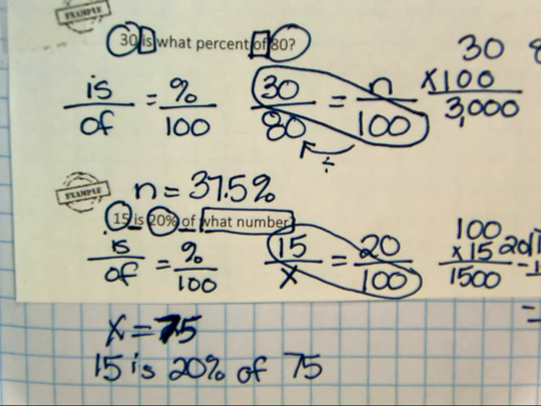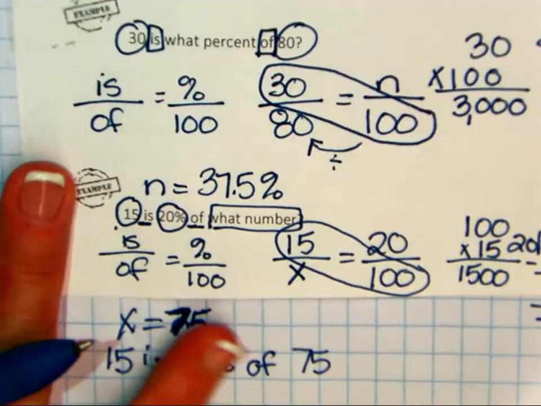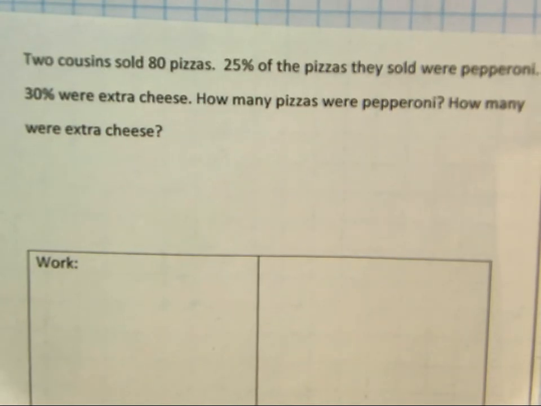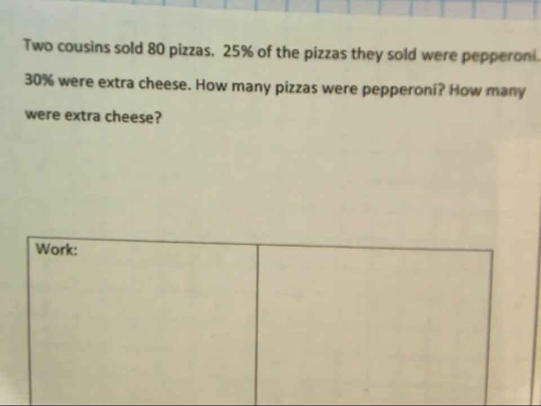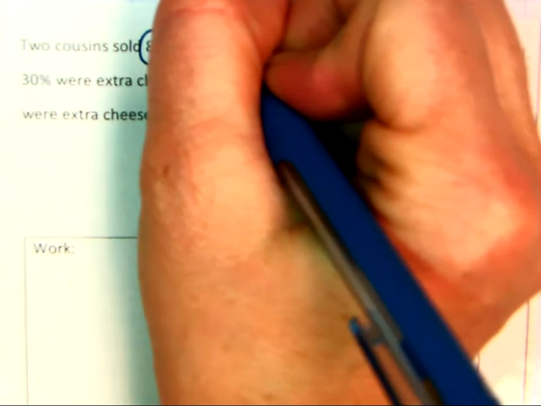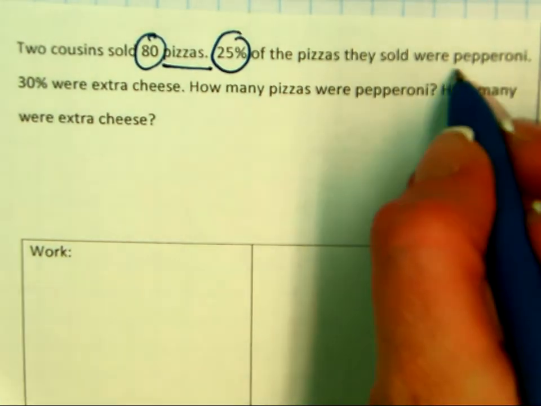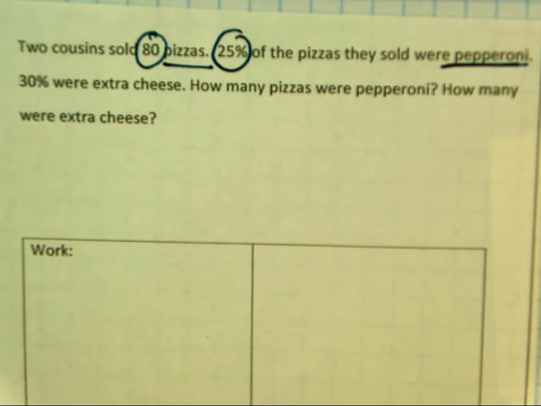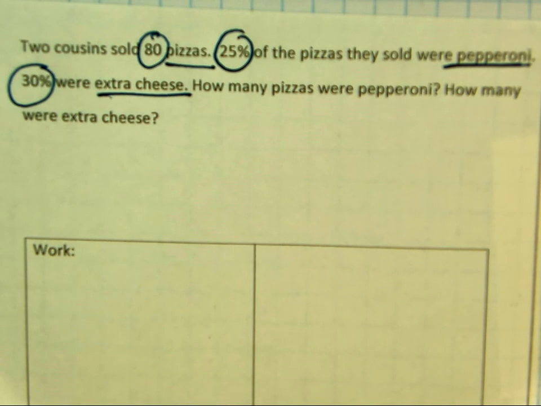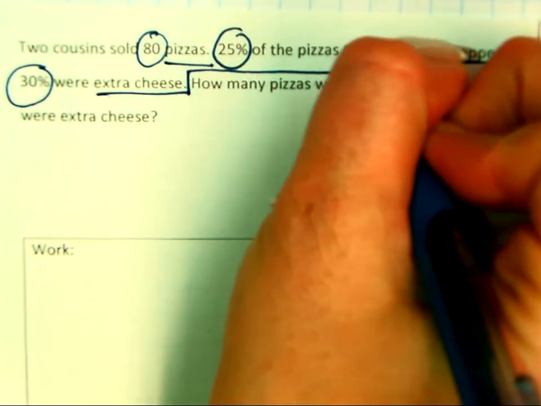Okay, so now that we know that formula, is over of equals percent over 100, we're going to keep using that formula. So let's go over to page 65. Two cousins sold 80 pizzas. 25% of the pizzas were pepperoni. 30% were extra cheese. How many pizzas were pepperoni?